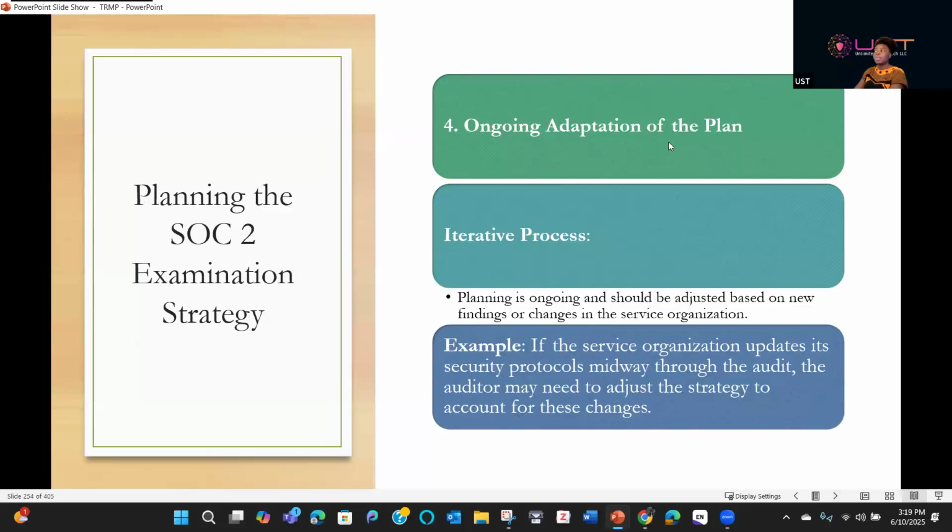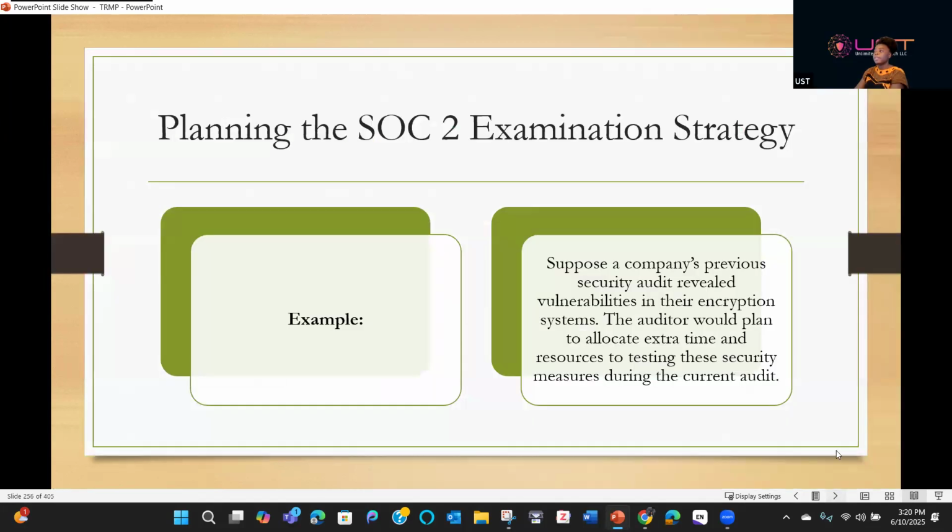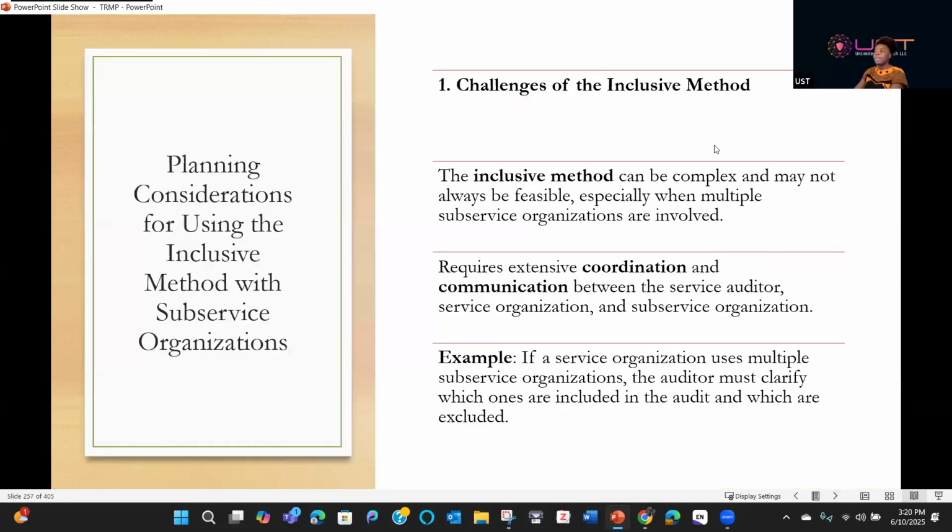What about ongoing adaptation of the plan? It's an iterative process. Planning is ongoing and should be adjusted based on new findings or changes in the service organization. As an example, if the service organization updates its security protocol midway through the audit, the auditor may need to adjust the strategy to account for these changes as well, right? So suppose a company's previous security audit revealed vulnerabilities in their encryption system, the auditor will plan to allocate extra time and resources to testing these security measures during the current audit, right?